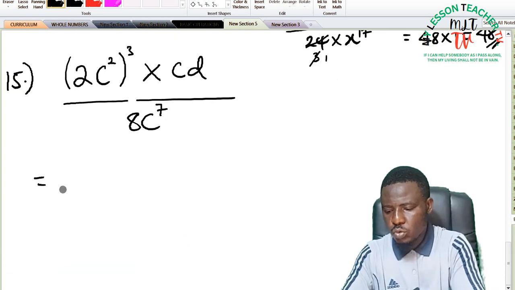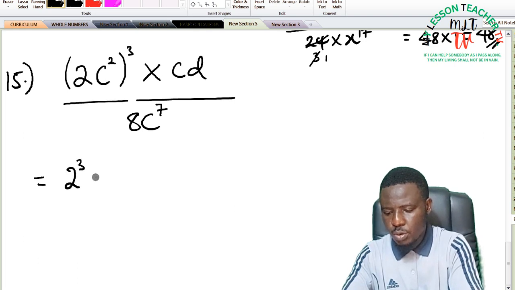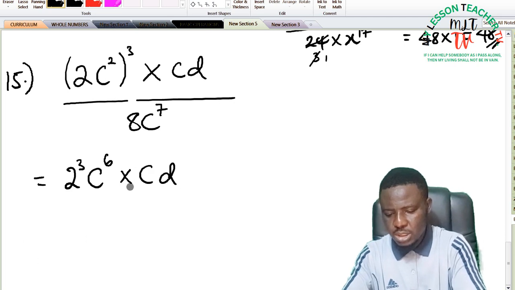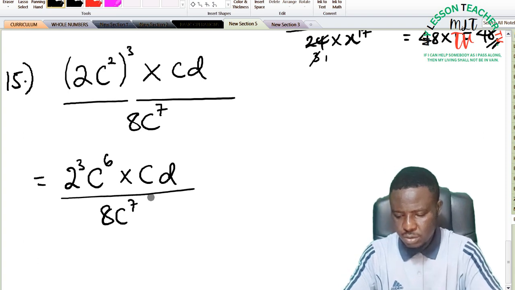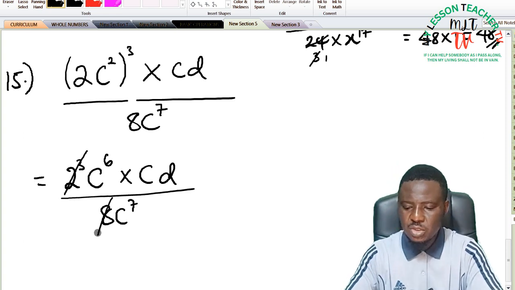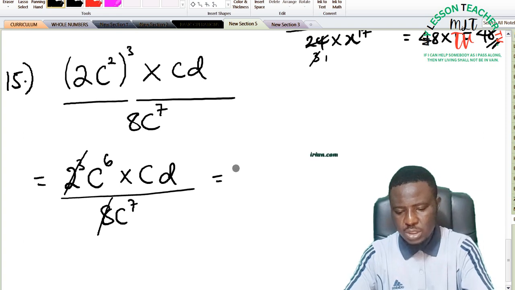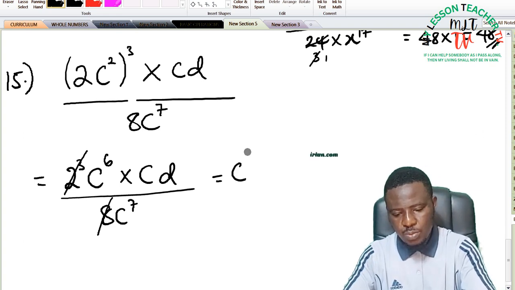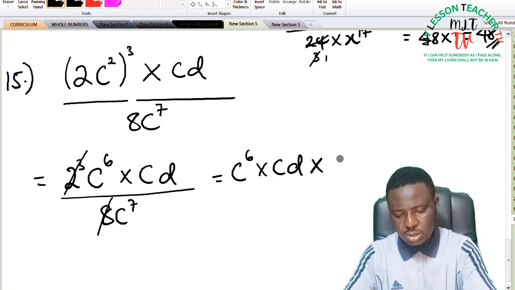Question 15 is equal to, I'm going to cube whatever we have in this bracket. That will be 2 cube c raised to the power of 6 times cd all divided by 8 c raised to the power of 7. So from my algebra, I know that 2 cube is the same thing as 8, so they're going to cancel out, leaving us with c to the power 6 times cd times c raised to the power of minus 7.